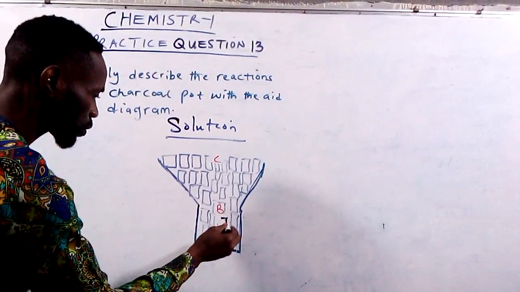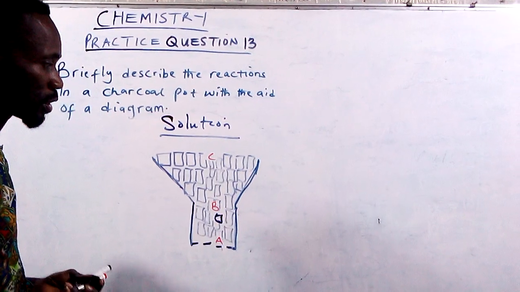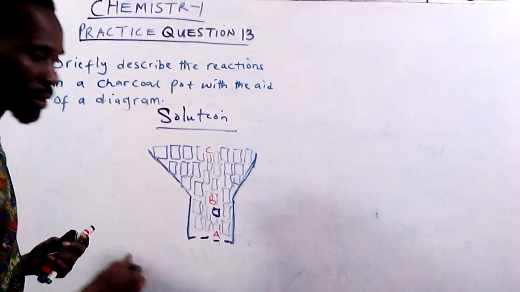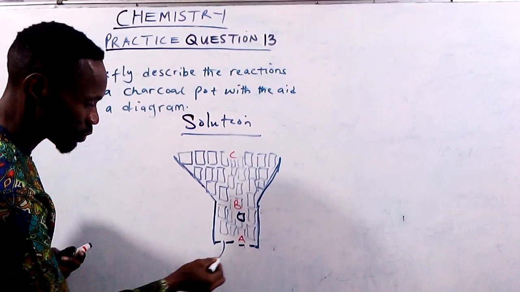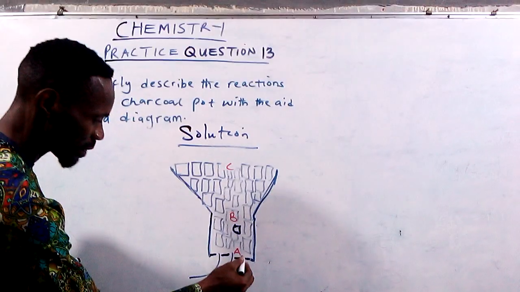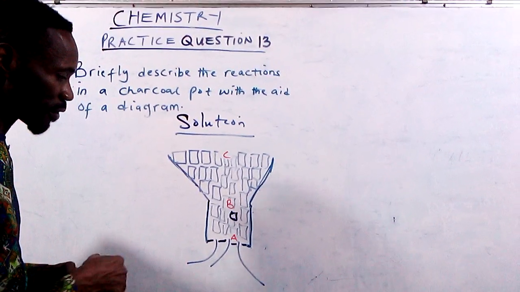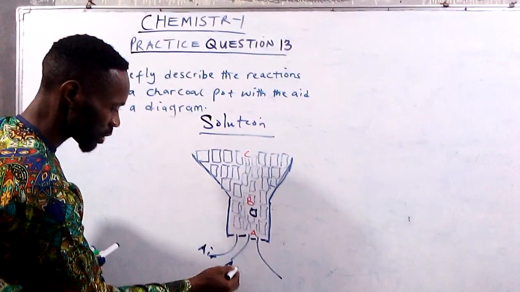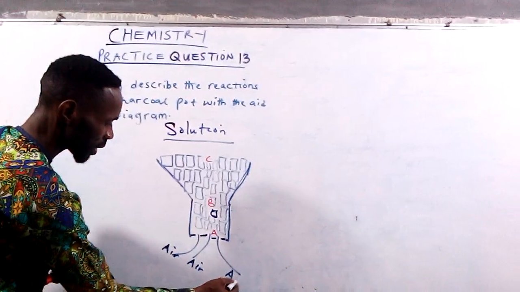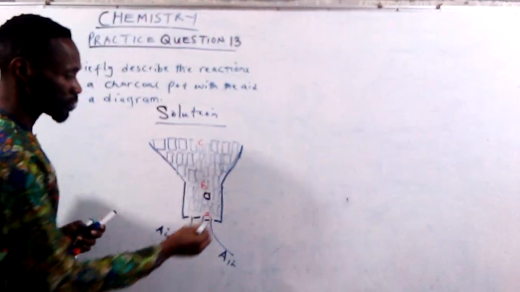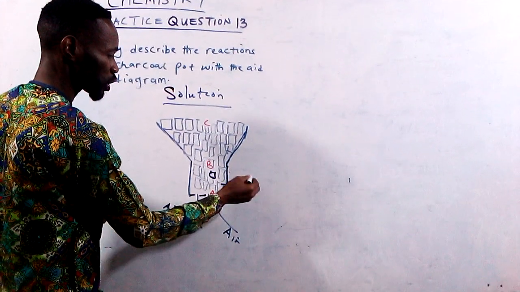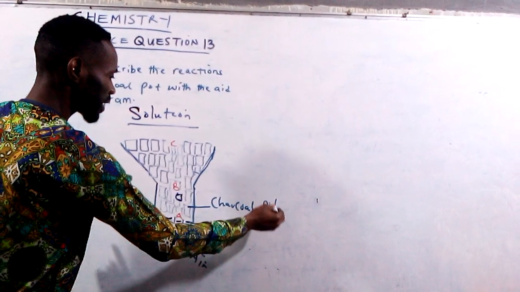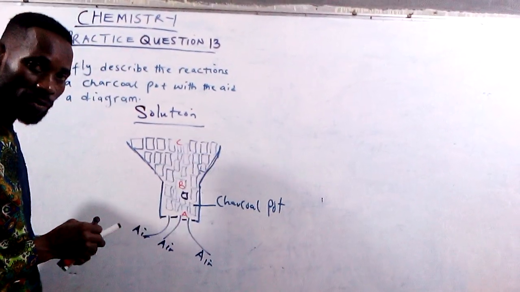In the reaction of the charcoal pot, what we have here is charcoal. The charcoal is burning. Now take a look at this region you see here. These are entrances for air. Air enters through this channel. Now, this is the charcoal pot. What is the principal kind of reaction that goes on?